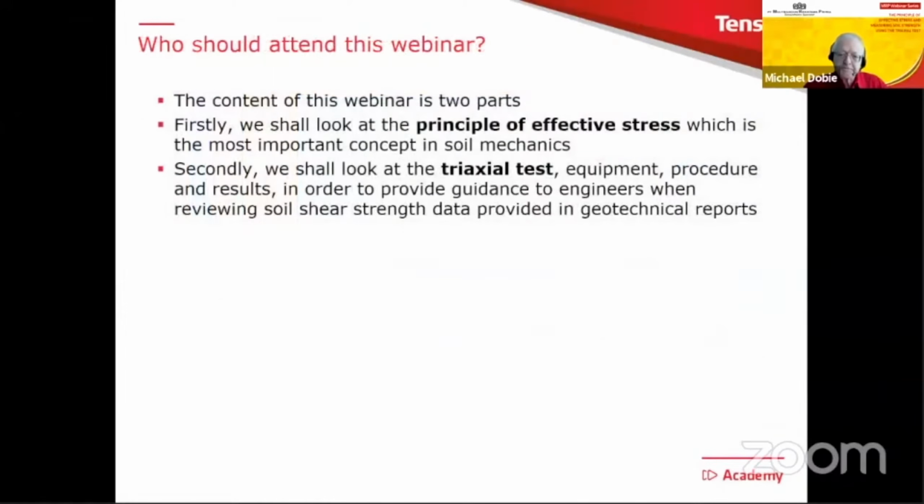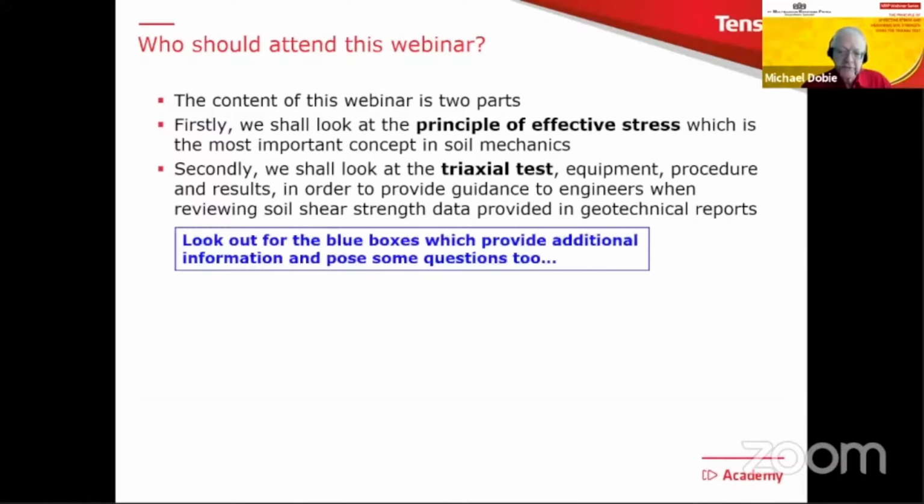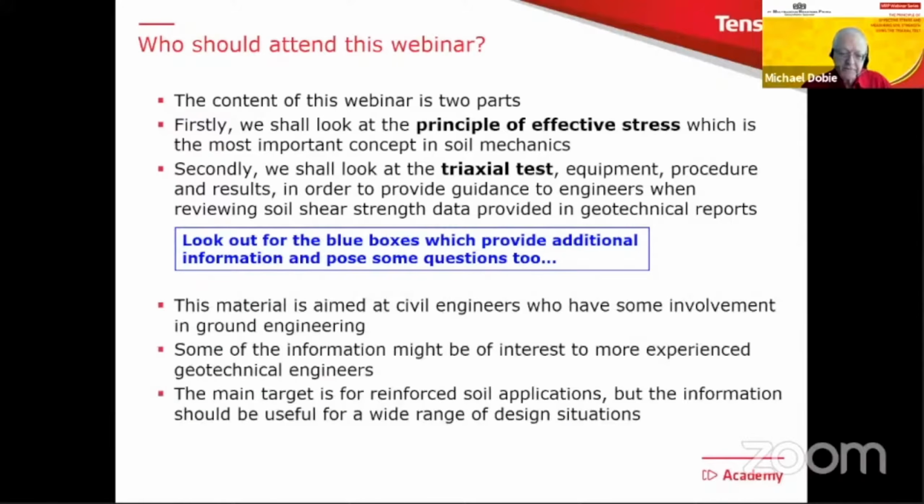But first of all, we want to look at the principle of effective stress. So that's the first part of the webinar. And then in the second part, we'll look at the triaxial test itself and cover certain points. It's not going to be a total explanation of every aspect of the test. It's the main points. And if you really want to know more details, you need to find manuals and standards that give you the full information. As we go along, these little blue boxes will pop up quite regularly, which provide some additional information, and they also pose a few questions.